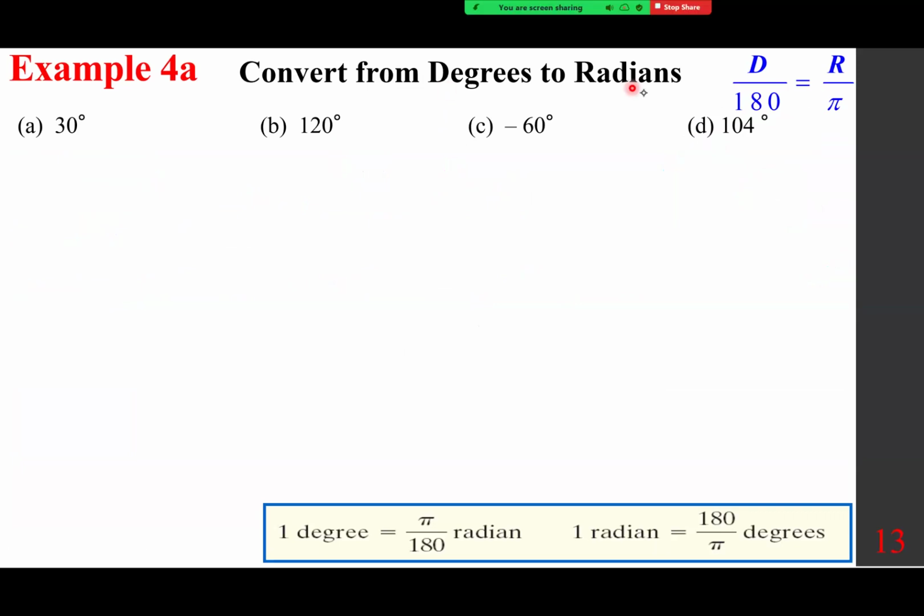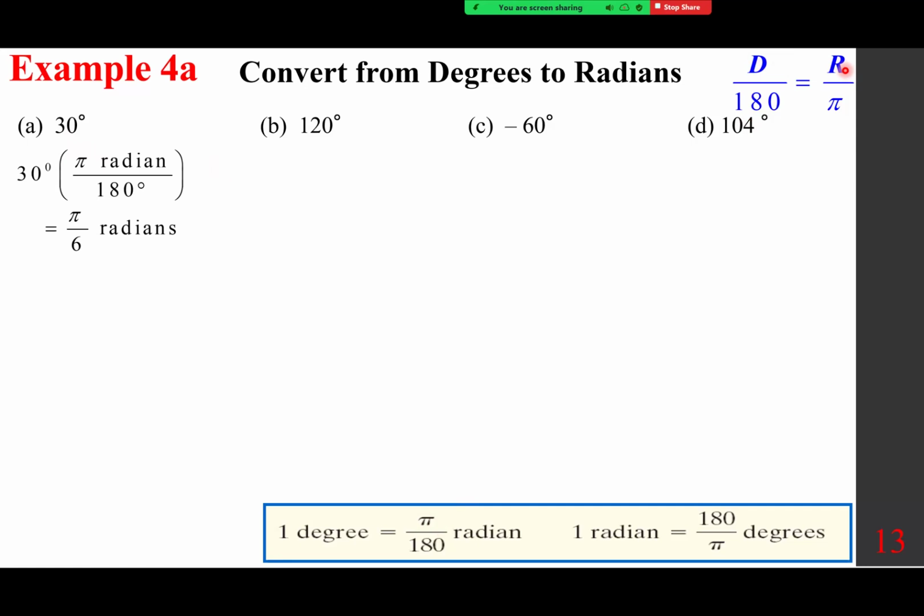Convert from degrees to radians. So you have two choices. You can say, I'm going to go from degrees to radians, so I'm going to multiply by pi over 180. Or say, for example, here, put the 30 here, and cross product, find the missing r. Of course, we've already established this is pi over 6. I hope you're okay with that.